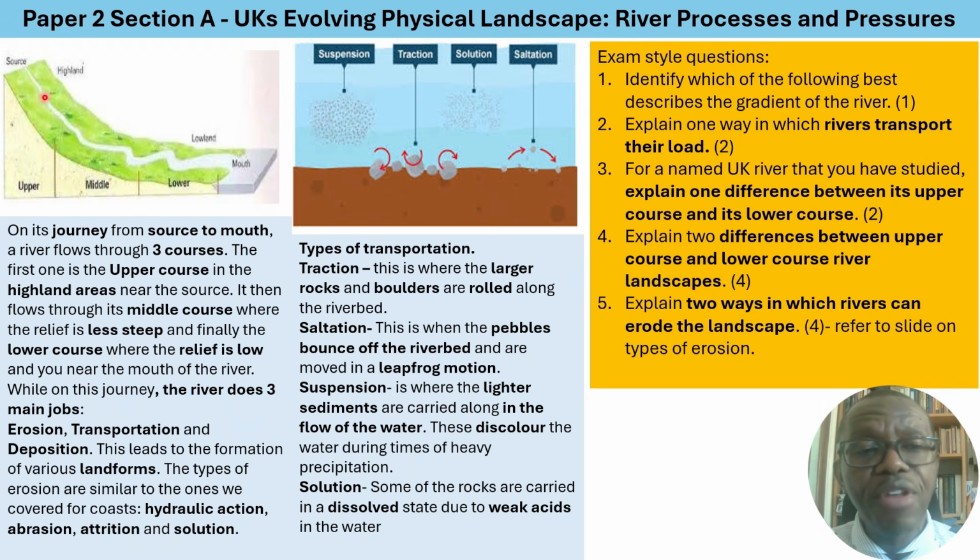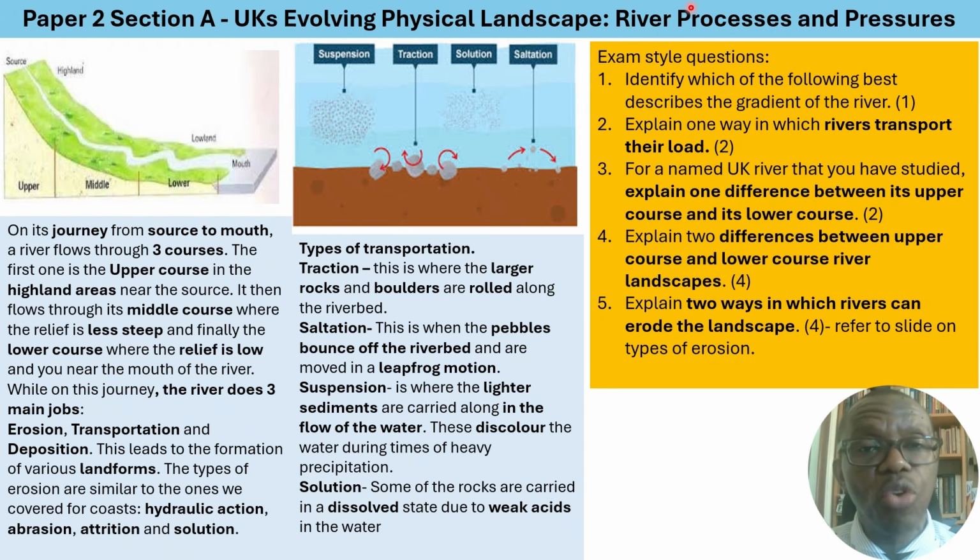And so the river will change along its course, and the changes that it's going to make are mostly done through erosion, transportation, and deposition. And those three processes of the river lead to the formation of certain landforms. And in this particular section, we will look at some of those landforms that are created by erosion, transportation, and deposition. So those three jobs that a river does, we did talk about erosion in the coast section.